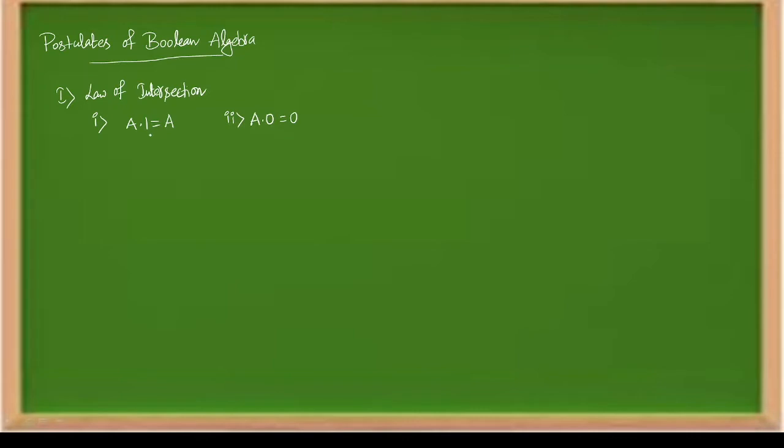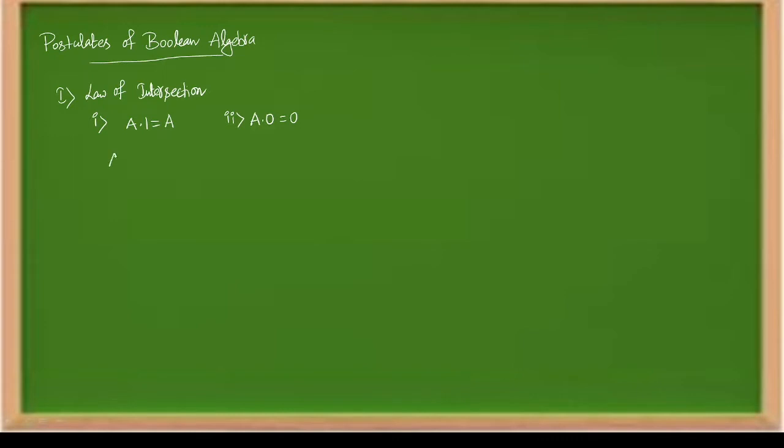Here A is the variable and 1 is a fixed value, it is logic high, or we can also call it true. And A is again a variable and 0 is a fixed value. When you make the AND operation of A with 1, you'll get the output as A. When you make the AND operation of A with 0, you'll get 0. In place of A, you can consider B, C, whatever the variable is, and you'll get the same result. For example, B and 0 is equal to 0, and B and 1 is equal to B. I have taken A for my convenience.